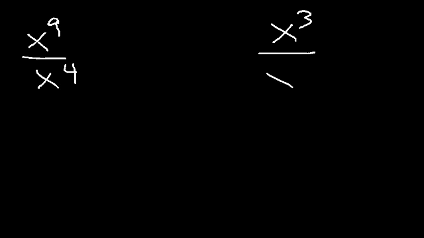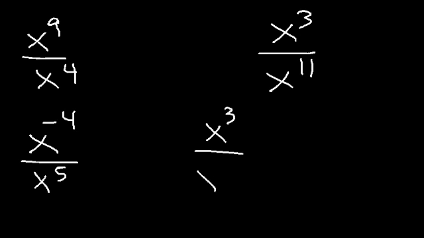So let's try some more examples. Try these. x to the 9 divided by x to the 4th. x cubed over x to the 11th. x to the negative 4th divided by x to the 5th. x to the 3 divided by x to the negative 8, and x to the negative 7 divided by x to the negative 5.